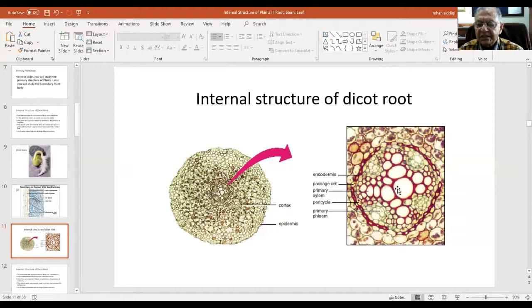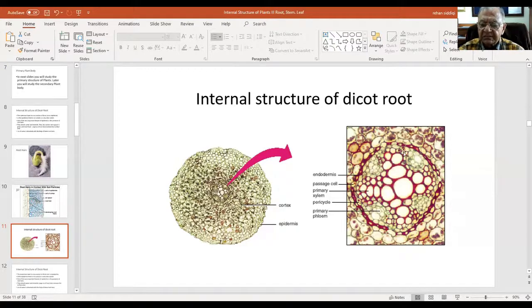The stele in the case of dicot root has star-shaped xylem in the center. So you have this star-shaped xylem with 4 arms, these red cells that you see with this lumen. This is xylem. And in between the arms of the xylem, you have phloem. So this is xylem, and this is phloem, this is phloem, this is phloem, and this is phloem. So star-shaped xylem with phloem in between the arms of the xylem.